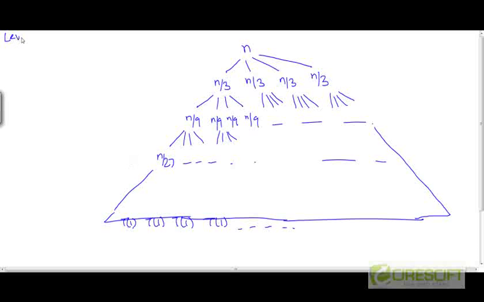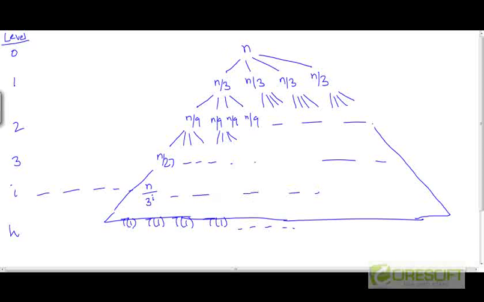So if we mark the level numbers, the root of the tree is at level 0. These 4 children are at level 1. These children are at level 2. These children are at level 3. And finally, the last level is level h. At level i, we will have nodes with a cost of n by 3 to the power i. Right, we have n by 3 at level 1, n by 3 square at level 2, n by 3 cube at level 3, and so we'll have n by 3 to the power i at level i.